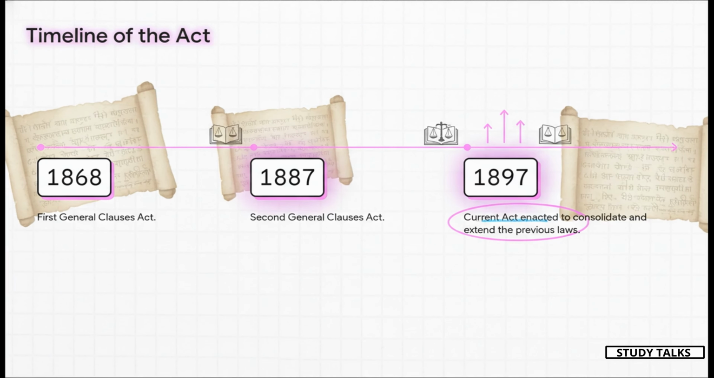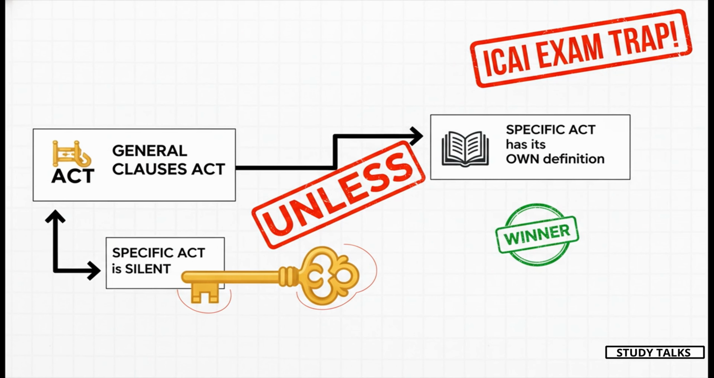You know, this act didn't just appear out of nowhere. It's actually version 3.0. There were earlier attempts back in 1868 and 1887, but on March 11, 1897, the lawmakers finally created the act we use today, really to consolidate and perfect all those essential interpretation rules into one single powerful law.